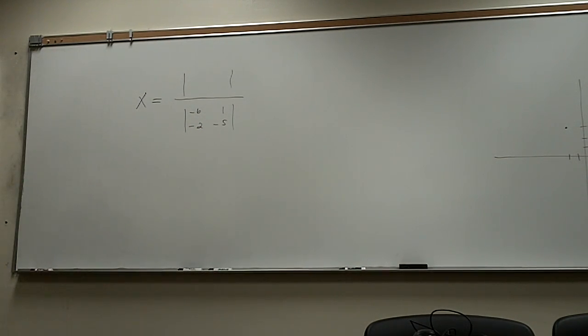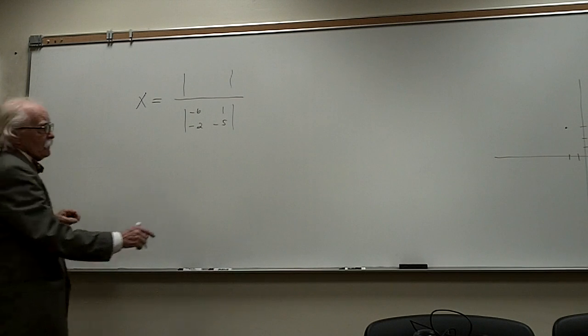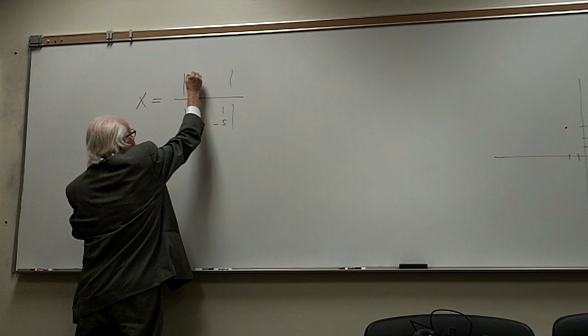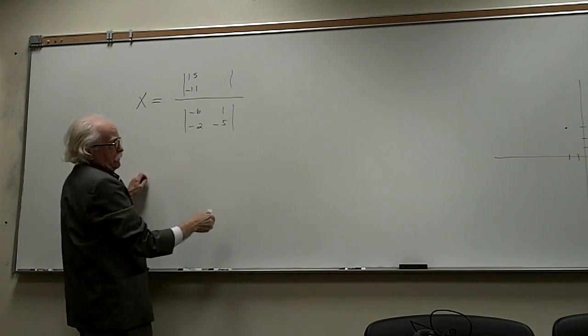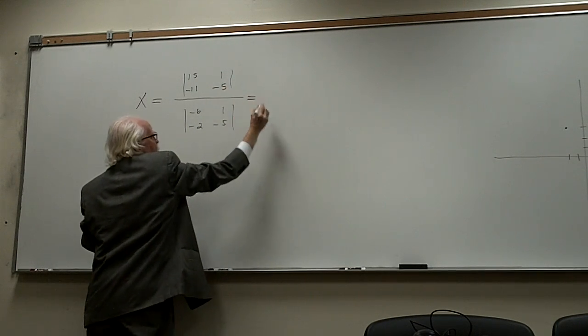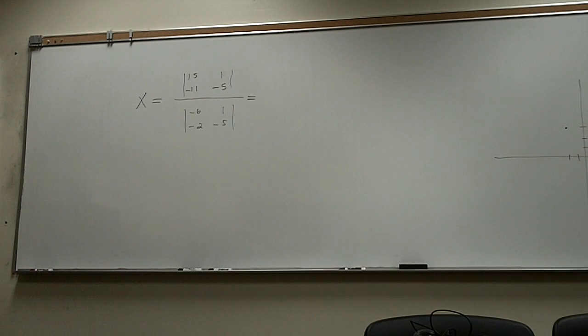Remember this method. What method is that called? Cramer's rule. And we do what? We're going to solve for x, so we insert. And we leave the y's alone, which is what? How do you do Cramer's rule? Who remembers how to do Cramer's rule? You remember how to do it?